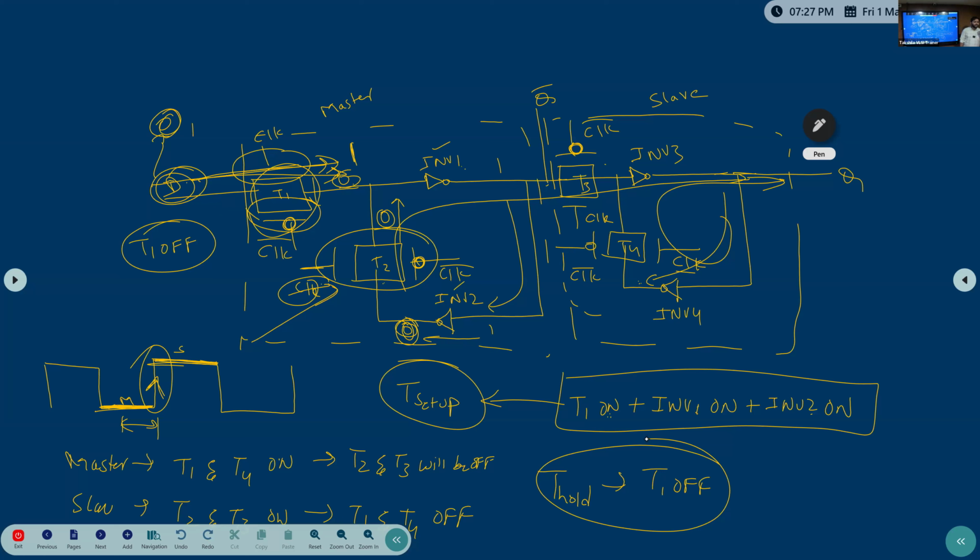When the data is properly captured, I can guarantee that. So the data should reach on time to this. After inverter 2, from that inverter 2, it should not change the data. The same data should be maintained until it reaches the output. So that is the T1 on time plus T setup time plus T hold time. If you meet these two times, then I can say that my data is saved, stored, and transferred to the output queue. Clear?